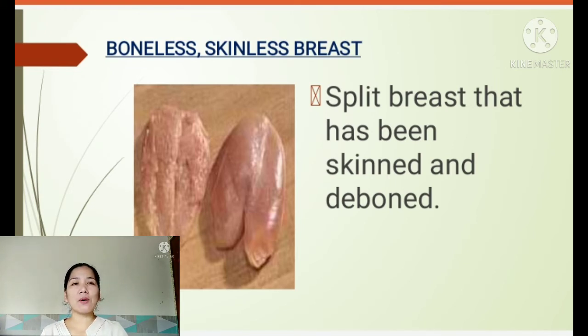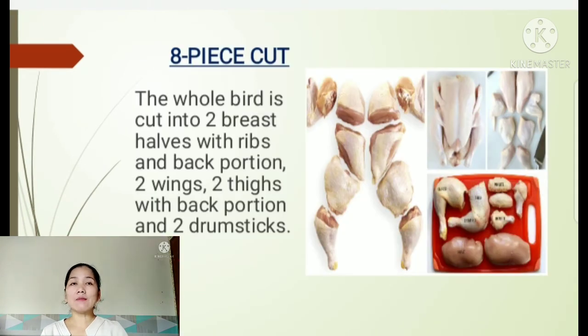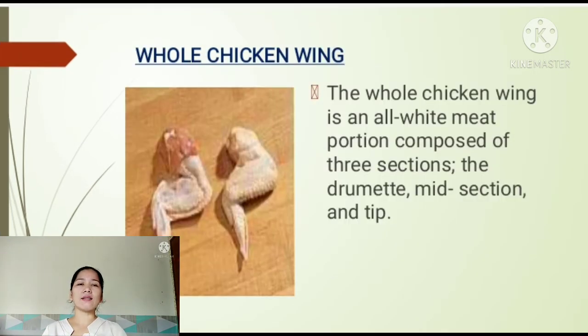Okay, mayroon din tayong tinatawag na 8-piece cut. 8-piece cut, the whole bird is cut into two breast halves with ribs and back portion, two wings, two thighs with back portion, and two drumsticks. So, ano-ano daw yung bumubuo sa 8-piece cut? Okay, we have two breast halves with ribs. We have two wings, two thighs, and two drumsticks. Two breasts, two wings, two thighs, and two drumsticks is equal to 8-piece cut.